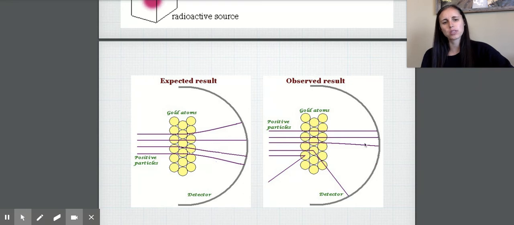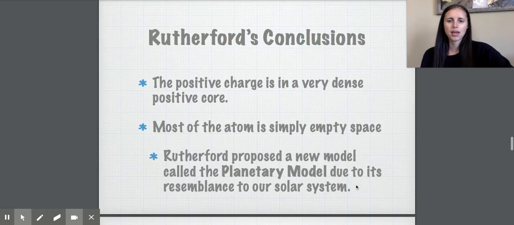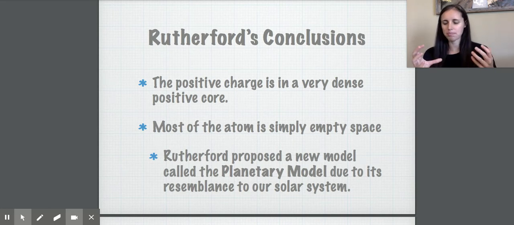Instead, he saw most of the time it passed right through. Sometimes it deflected or reflected, so bounced back. So what he came up with is he said there must be some sort of positive charge that's very dense at the core. So he called it small but massive. So he said in the very center of the atom, there must be a little tiny positive core that's very dense, and any time that the alpha beam hit that positive core, it bounced right back.